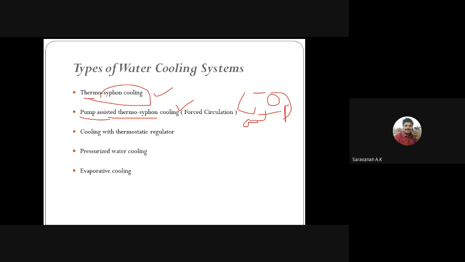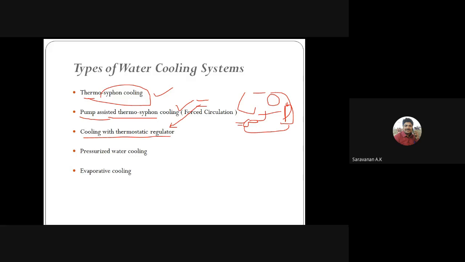In the radiator, what will happen? The hot water will get cooled, and it will be circulated again by the pump, which is run by the engine. So here we are using two terms, one is the pump and the other is the thermostat. The thermostat regulates the temperature. So this is one type of cooling system, the cooling with a thermostatic regulator.